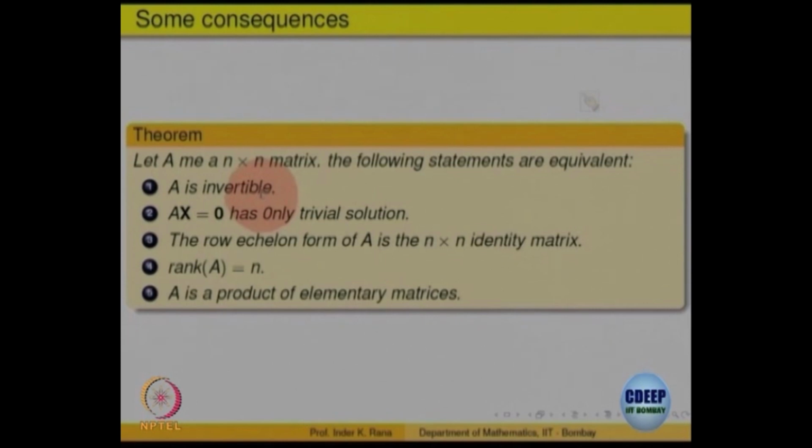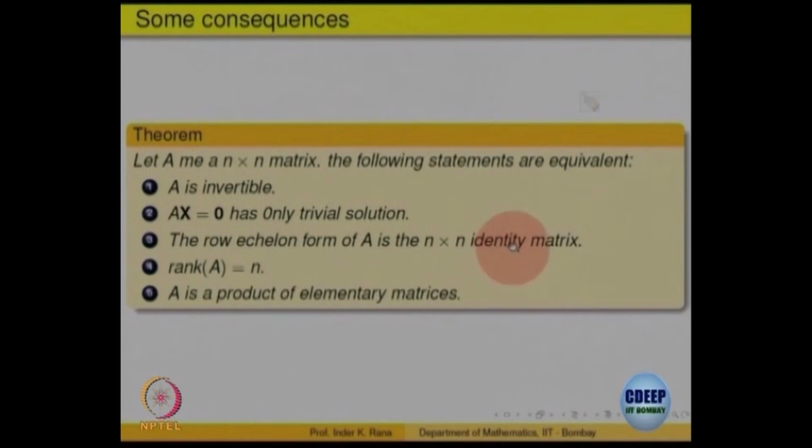And if A is invertible, that means only one solution possible. So, 0 should be the only one. Is it clear to everybody? Ax is equal to 0 always has 0 as the solution. If you put x is equal to 0, that is the solution, right. And when invertible, that means there is only one solution possible, right.